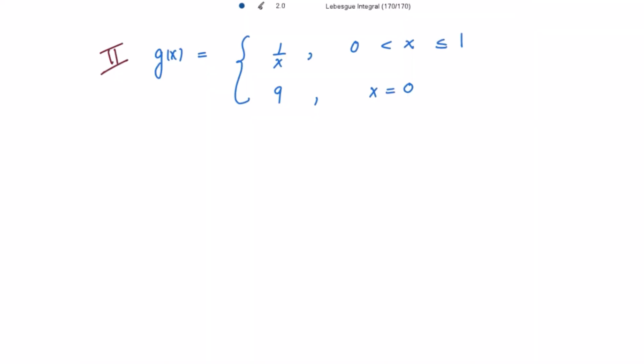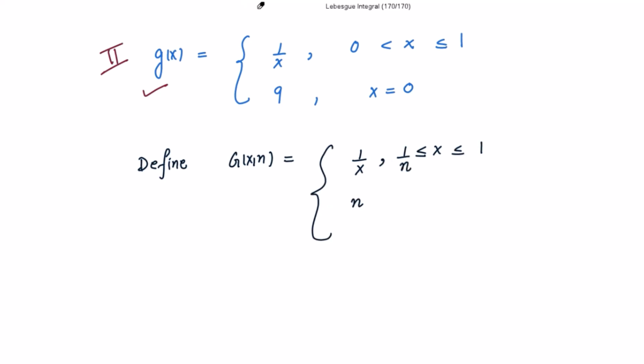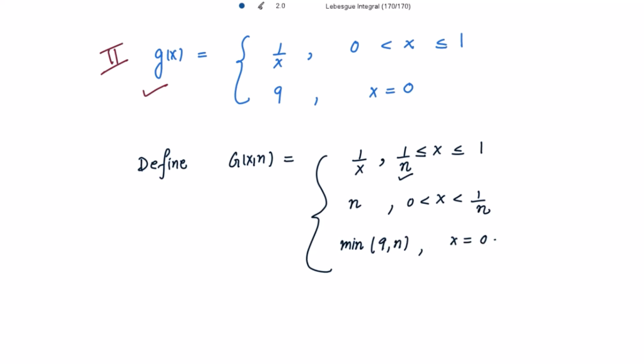And now let's check for this function g(x). So for this, we are going to define the function g_n(x) to be equal to 1 by x for x greater than or equal to 1 divided by n and less than or equal to 1. And it gives the value n for x strictly greater than 0 and strictly less than 1 divided by n. And it gives the value minimum of 9n for x equal to 0.